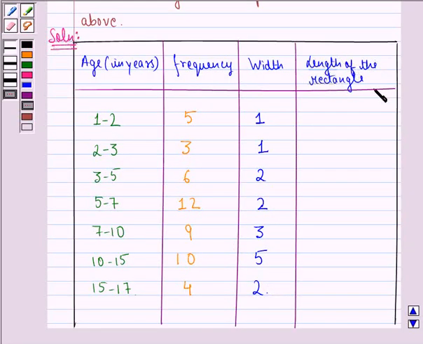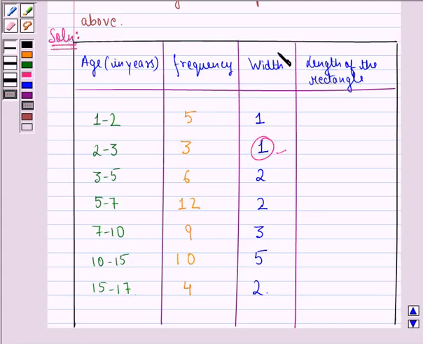Now we find out the length of rectangle. So what we do now is we select a class interval with a minimum class size. For example, in this case it would be 1. We see that the minimum class size here is 1. Now the lengths of the rectangles are modified to be proportionate to the class size 1.